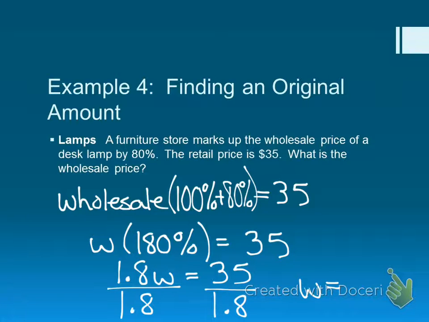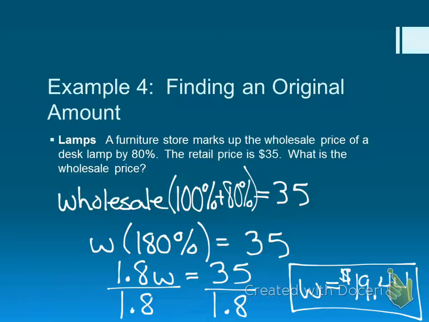Okay, and what's it going to be? 35 divided by 1.8 gives me $19.44. Approximately, I did have to round. Okay? About $19.44. So, does anybody remember what I said?